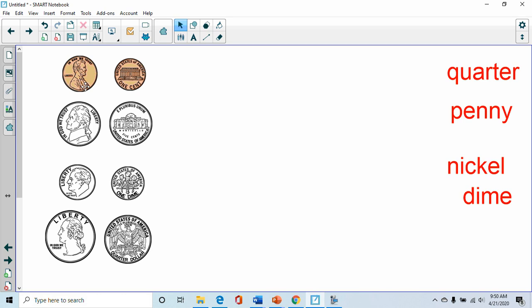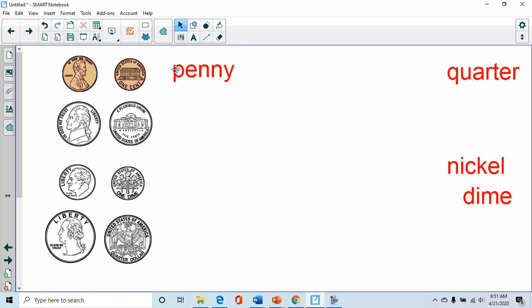The first coin we're looking at is the penny. The penny has Abraham Lincoln's profile on the front, and on the back we see the Lincoln Memorial. If you look carefully, you can see that it has the words 1 cent written on it. That will help us to identify the back of the coin as the penny. The penny also has a different color than the other coins. It has a copper color to it. So this is our penny.